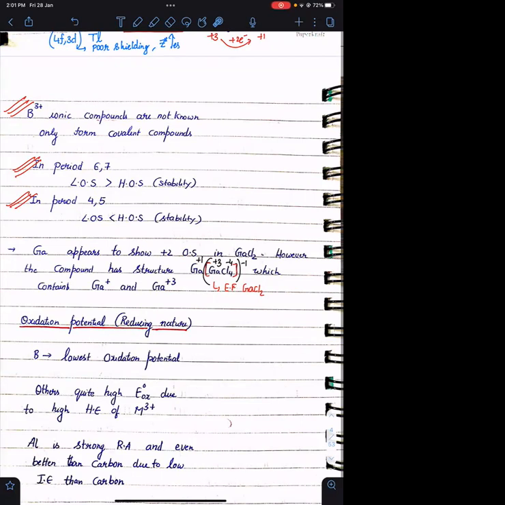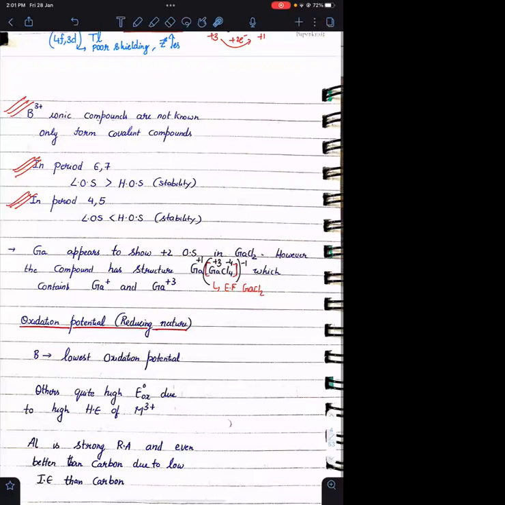Okay, so for period 6 and 7, always LOS indicates lower oxidation state is more stable than its higher oxidation state. For other periods, उनके above जो भी रहेंगे 4, 5 या 3, 4, 5, इनके lower oxidation states are less stable than higher oxidation states. Is that clear? यहाँ पे 3 you can also add 3, 4, 5.